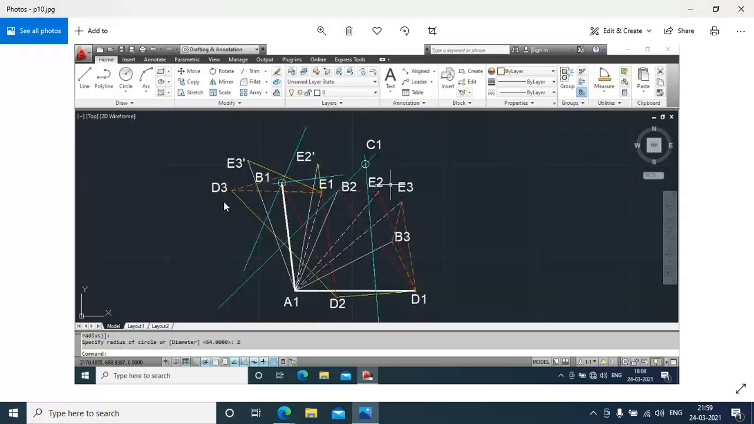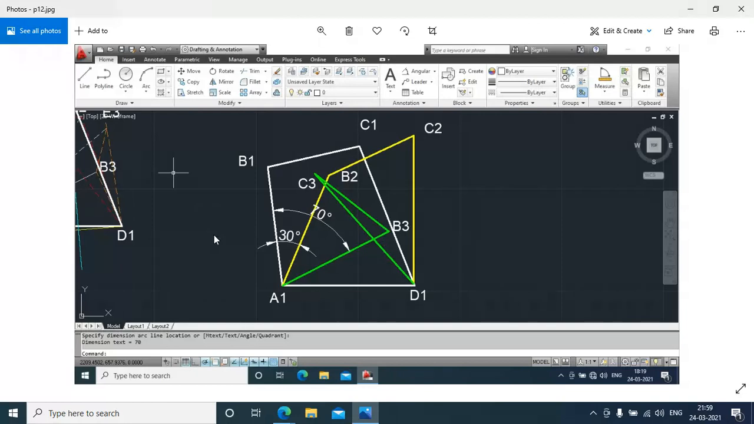Now we have joined the points D3, D2 and D1. Now taking the perpendicular bisectors of the line segments D2 D1 and D3 D2, the point of intersection of these perpendicular bisectors gives us the point C1. Now joining the points A1, B1, C1, D1 gives us the required 4-link mechanism.